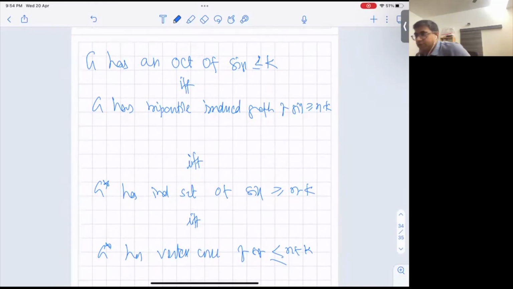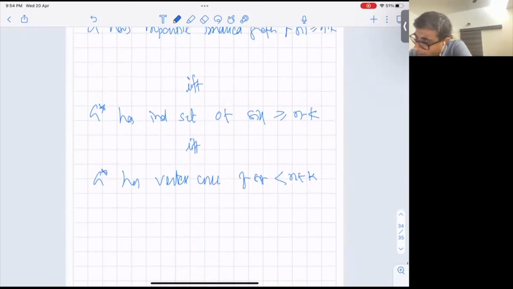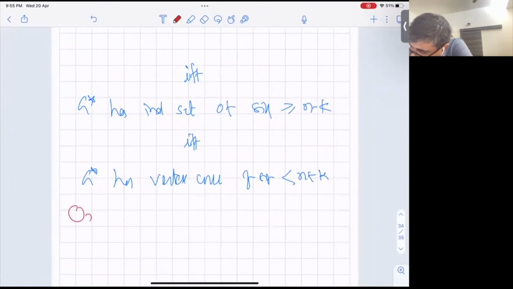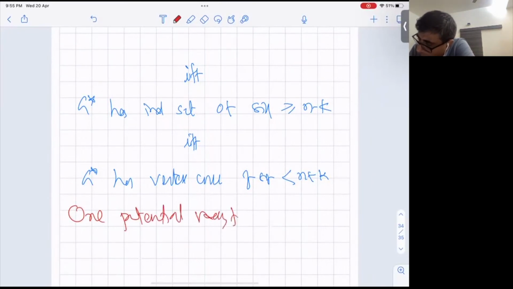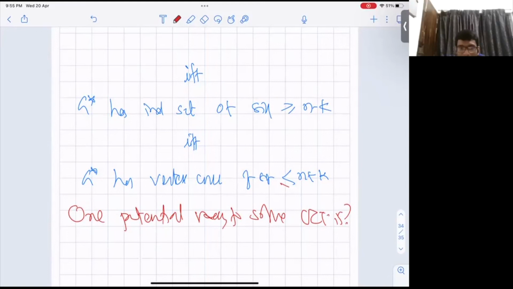Okay, excellent. So ultimately, what does this if and only if tell us? One potential way to solve OCT is to find what? Solve vertex cover in G star.